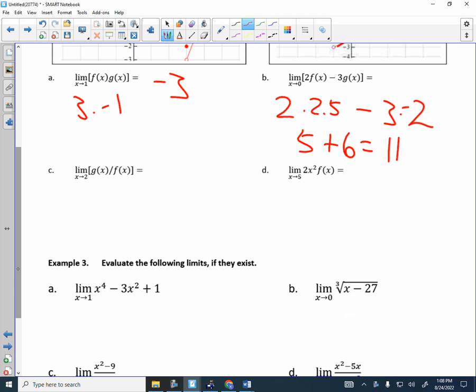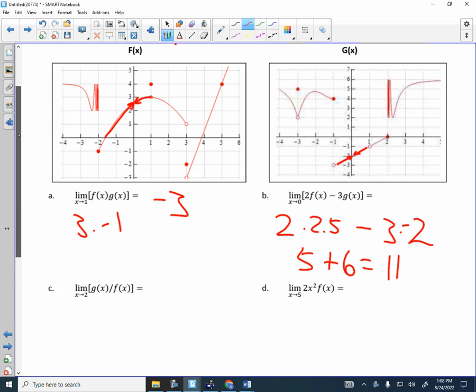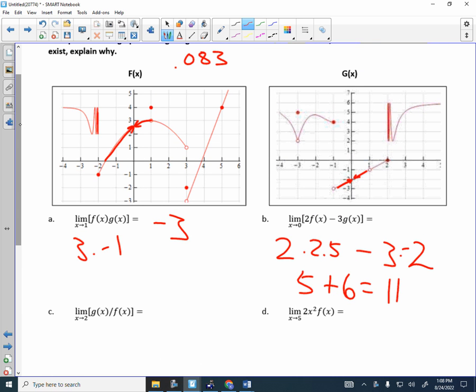I have the limit as x goes to 2 of g of x divided by f of x. Let's do the limit as x goes to 2. We'll start there. I have to approach from the left. What's that limit? 0. And I have to approach from the right. Does that ever narrow in on exactly one value? No. See how that's the barcode function? So the limit from the left is 0. The limit from the right does not exist. Do you agree that those two are not the same? So as soon as "does not exist" comes up for any part, then the limit as a whole does not exist.